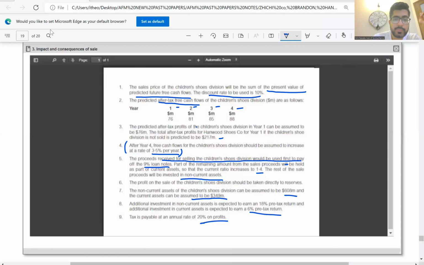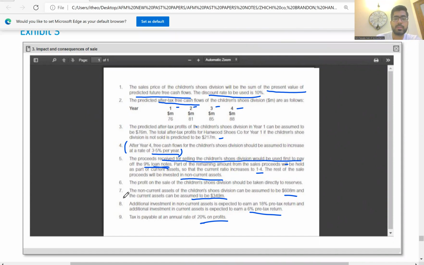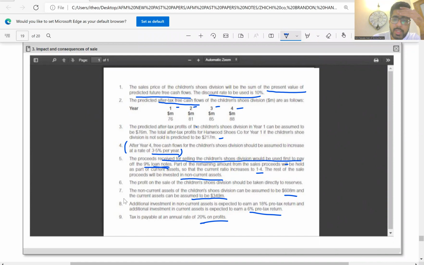See, it's clearly written. The proceeds received from selling the children's shoe division would be used to pay off the 9% loan notes. And part of the remaining amount from sale proceeds will be held as part of current assets, so that the current ratio increases to 1.4. The remaining will be invested in non-current assets. Profit should be taken directly to reserves. So how much profit you are getting, you need to see that. Non-current assets of the children's shoe division can be assumed to be 608 and current assets 349. Additional investment in non-current assets will earn an 18% pre-tax return, and additional investment in current assets a 6% pre-tax return. Okay.